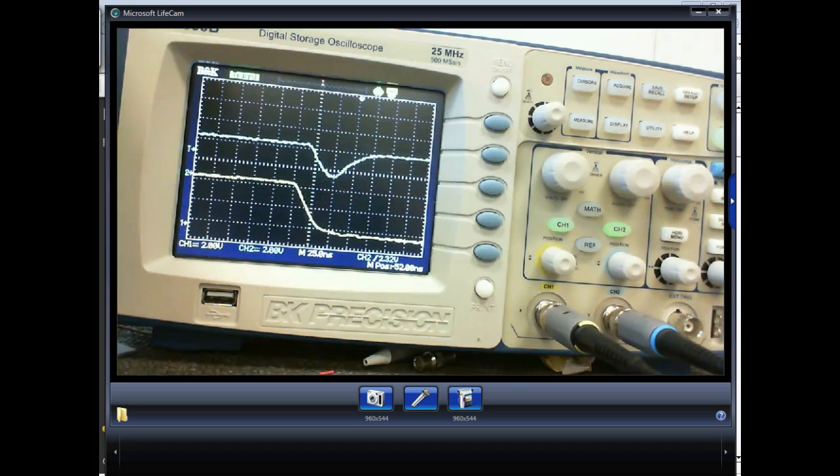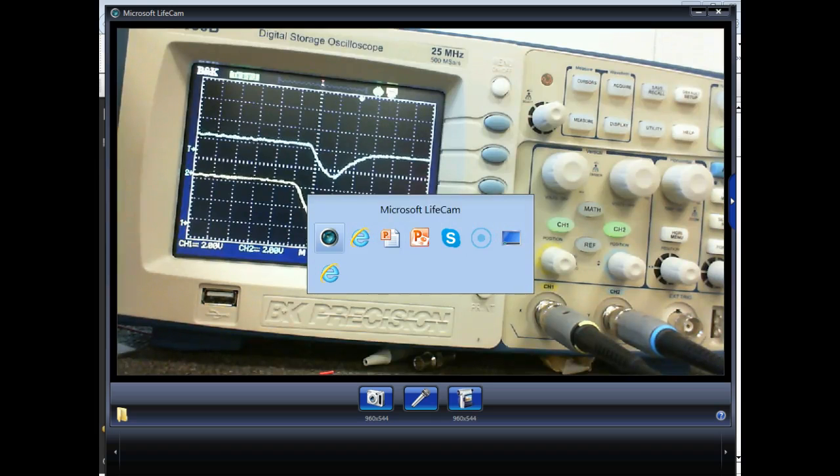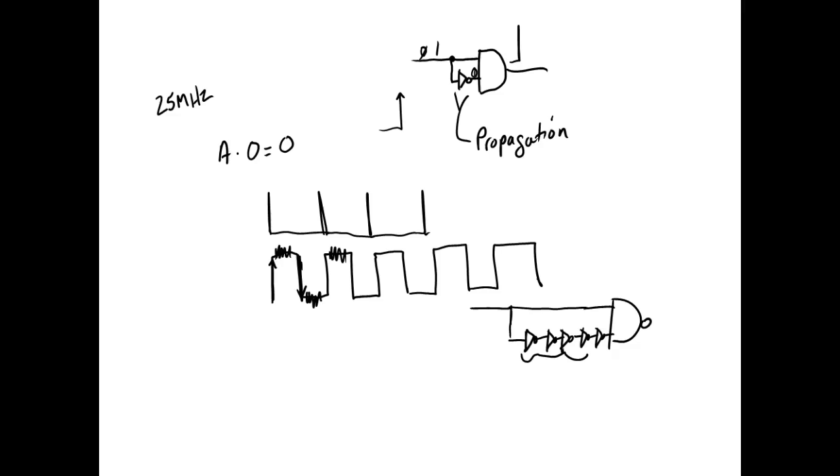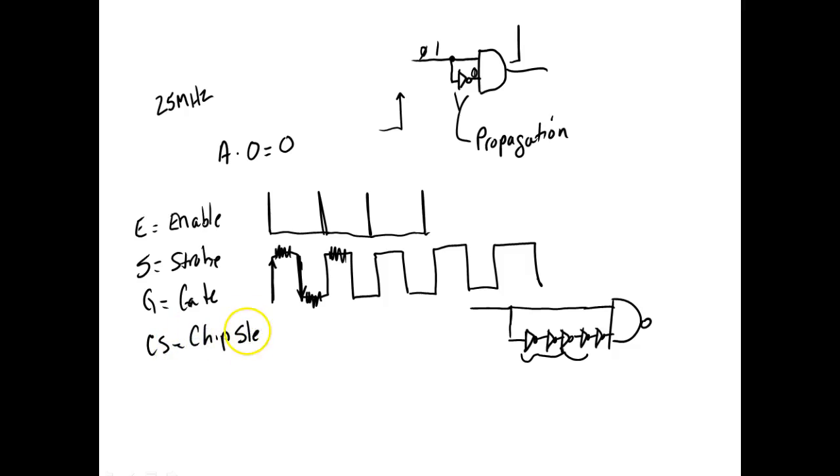Well, all I wanted to do is just show y'all how we could come up with what we call an edge detect circuit. These are going to be devices that we refer to as edge triggered or level triggered. So if we see E's and we see S's, E for enable, they're also called S for strobe, G for gate, and some of them call them CS for chip select. Well, if you see these, then these are going to be level triggered.